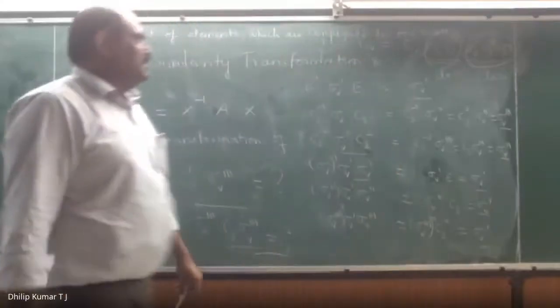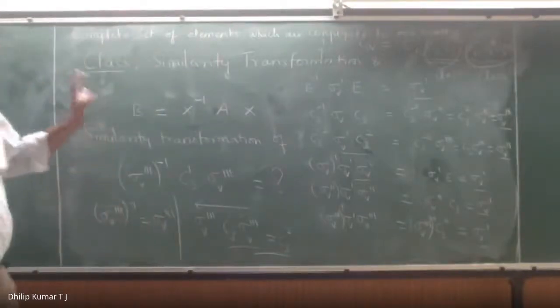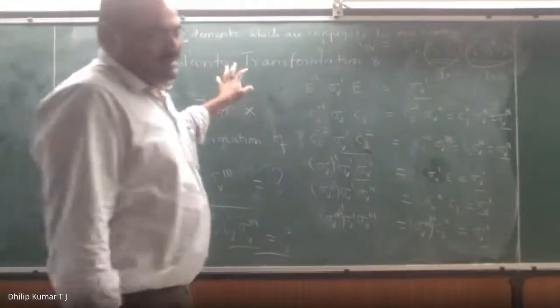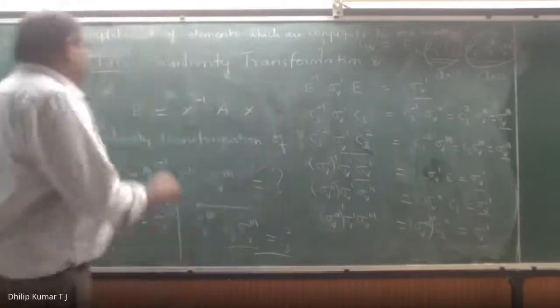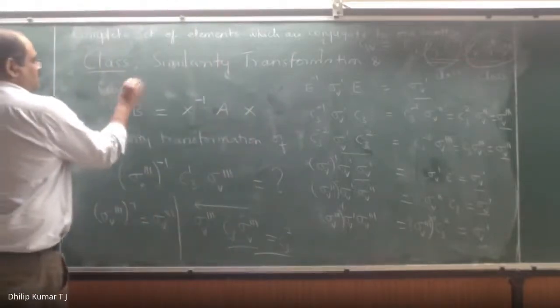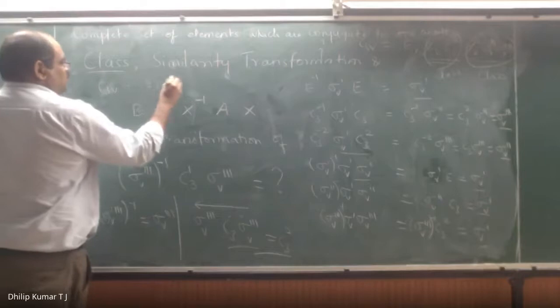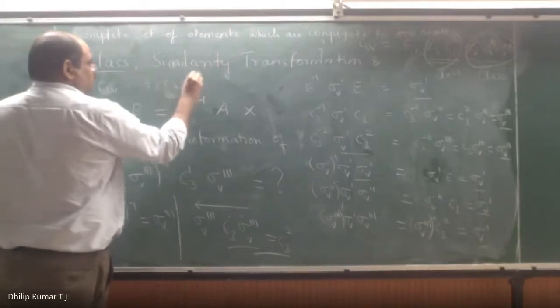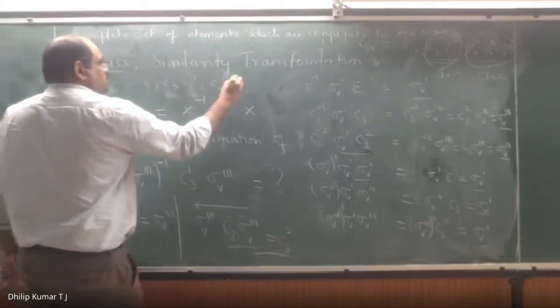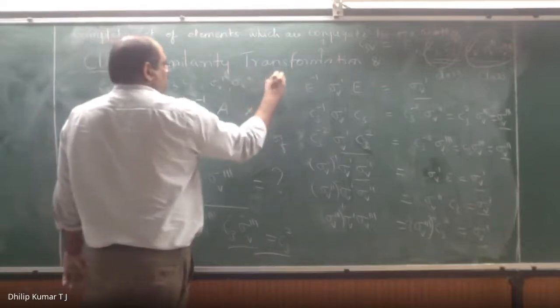Sir, could you please repeat class? Okay, so class I have to repeat. Say in C3V you have how many? 6 elements are there, right? C3V has E, C3, C3 squared, sigma V prime, sigma V double prime, sigma V triple prime.